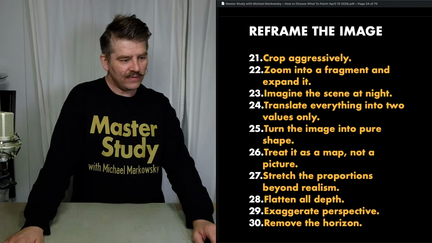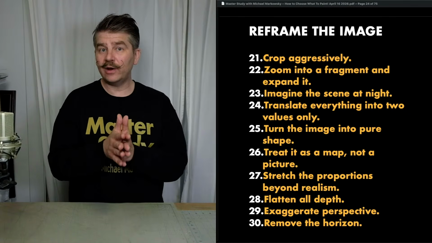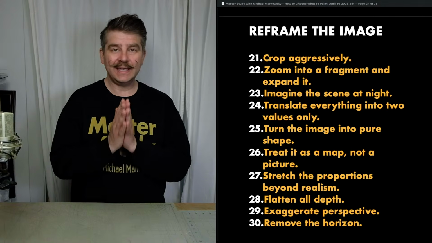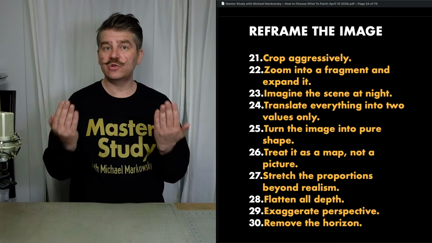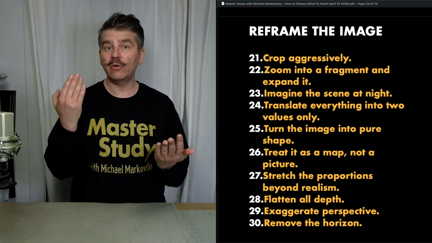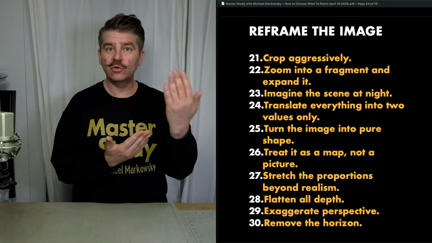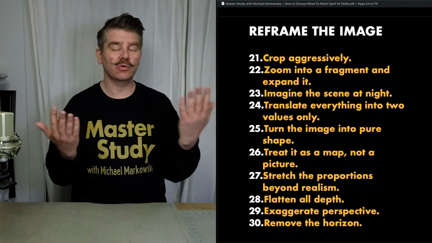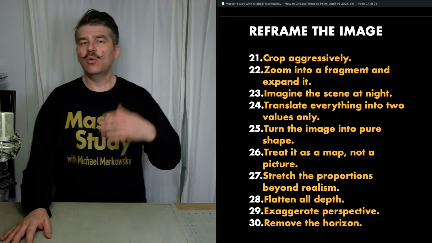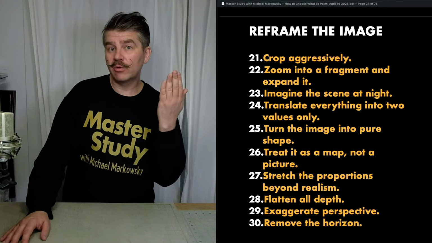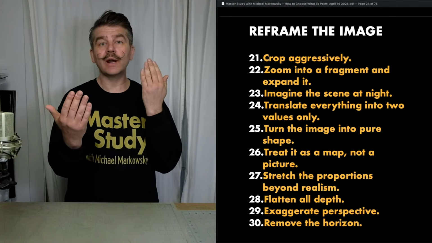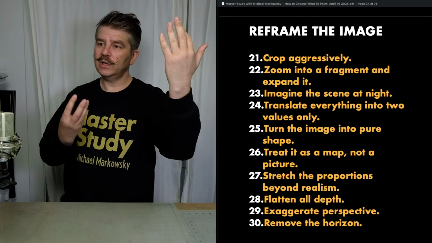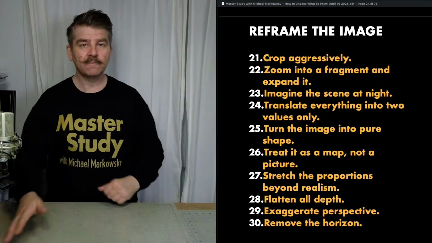Translate everything into 2 values only. So values is how we measure the contrast between light and dark, right? So if we were to take an image and translate it into just 2 values, let's say black and white, or different levels of gray, black and a light gray, or white and a dark gray, or whatever that might be. Or again, we could do, let's say, a dark red and a light blue, or a light bright yellow and a really muted purple, right?